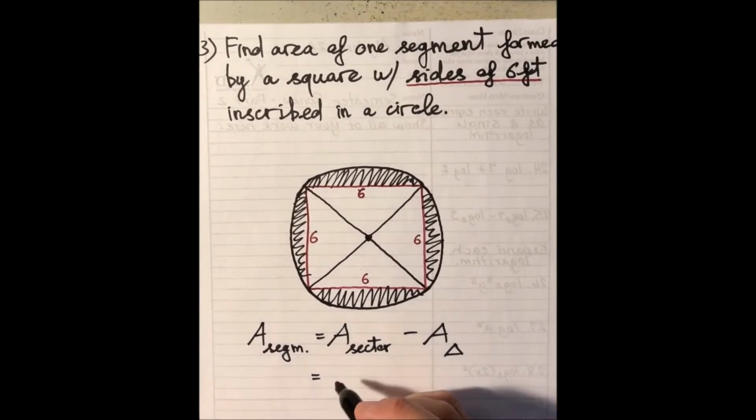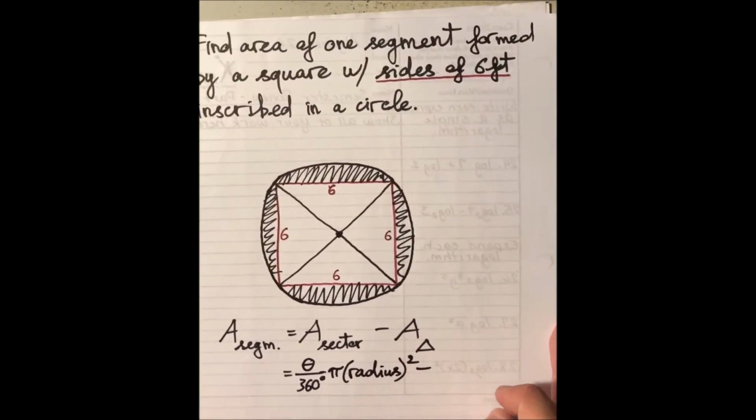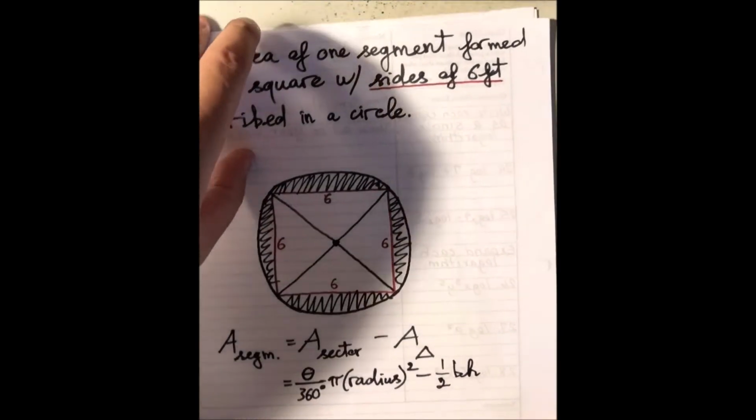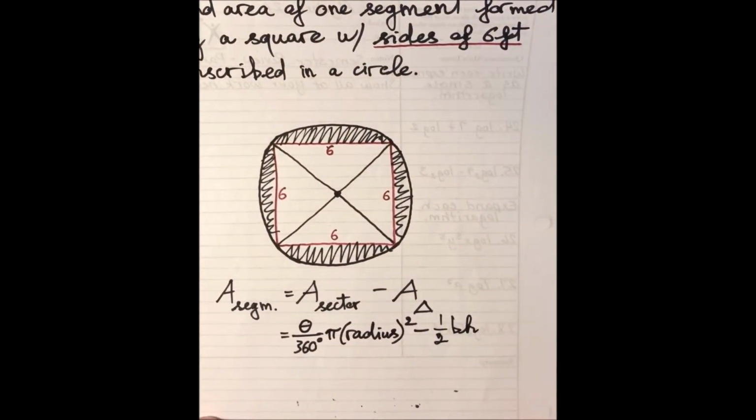Now, what is the formula for the area of a sector? In this case, I am going to attempt to use theta over 360 degrees multiplied by pi multiplied by the radius of the circle squared, minus the area of a triangle, which is 1/2 times the base of a triangle times the height of a triangle, like that. So how do we figure out the central angle theta, the radius of a circle, and the base and height of a triangle?